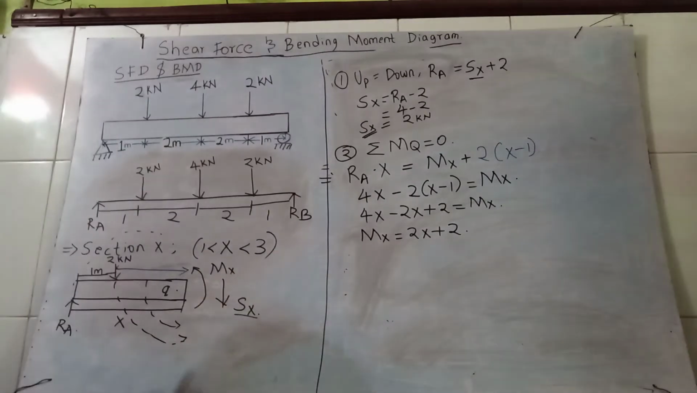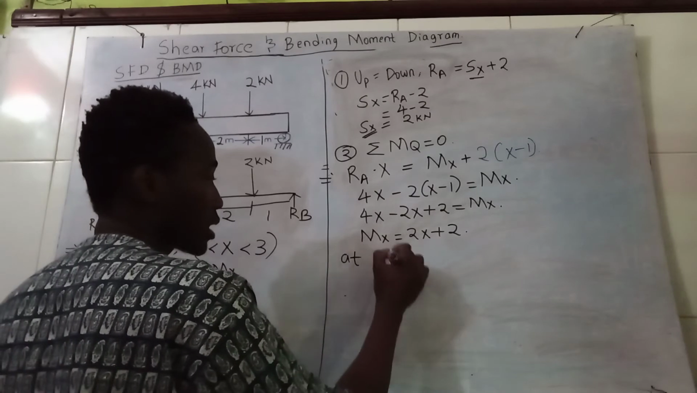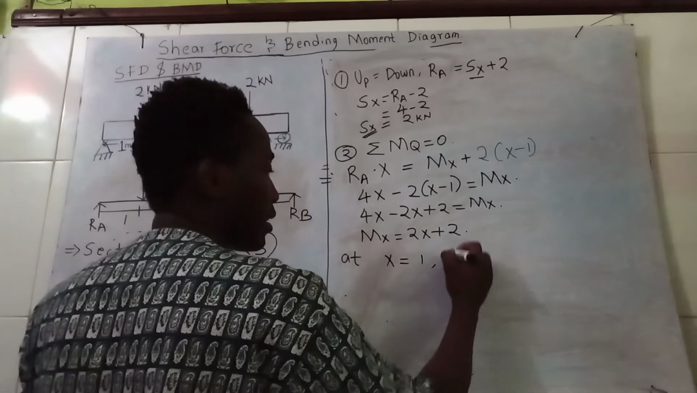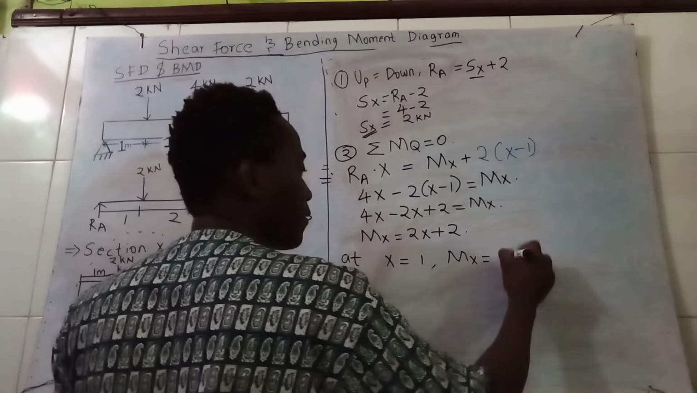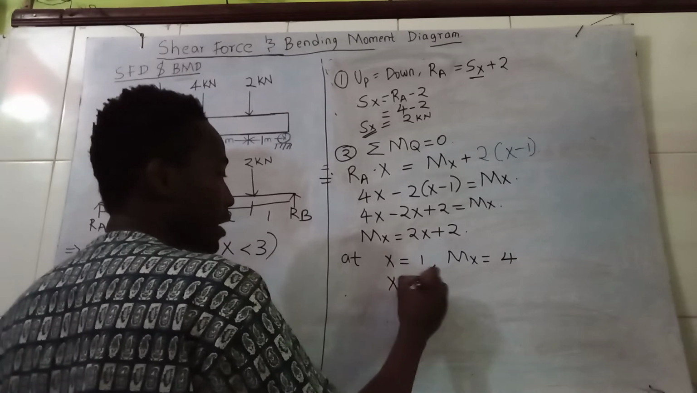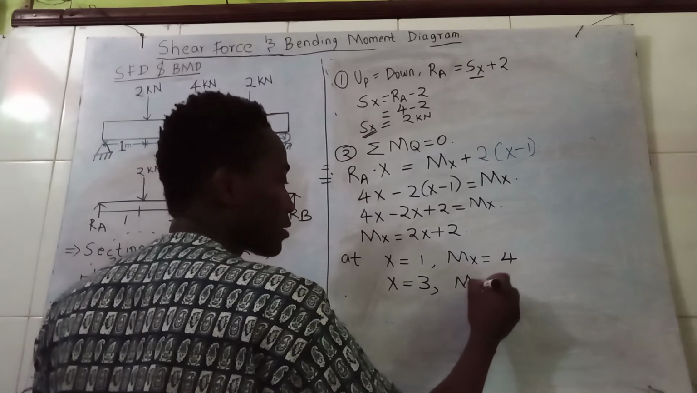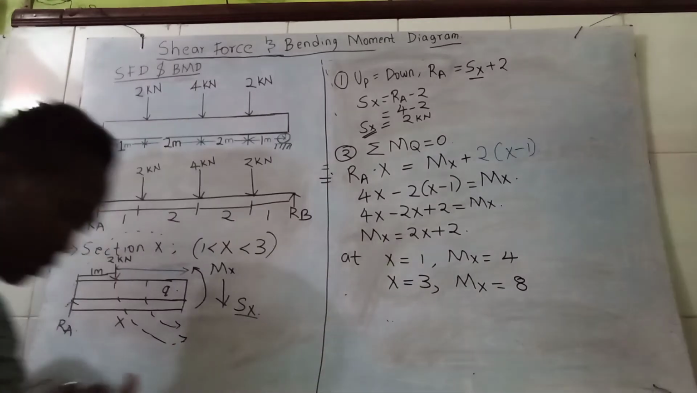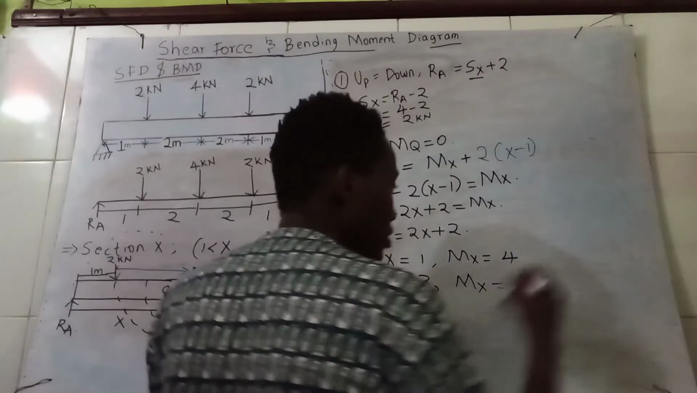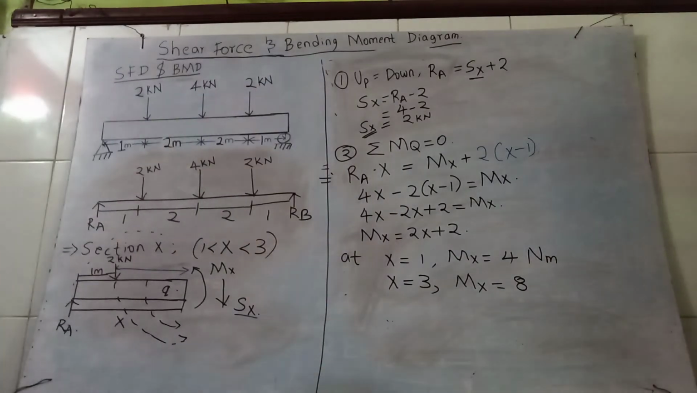So our limits are 1 and 3. At x equal to 1, M of x is equal to 2 plus 2, 4. Then at distance x equal to 3, M of x is given by 6 plus 2, 8. The moment is in kilonewton meters, and this is the distance in meters. So we have found the second section.